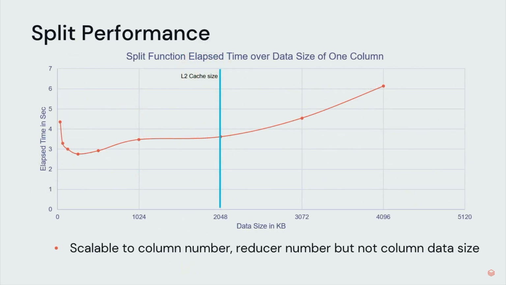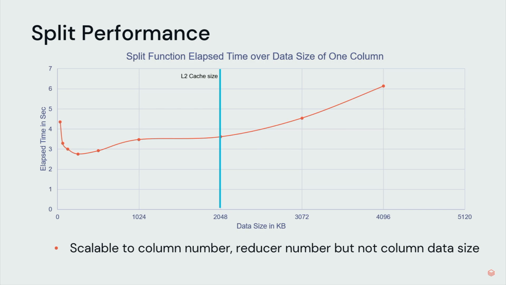And this is the split performance. You can see that it can scale with the column number. It can also scale with the reducer number. So the column number increase is okay, the reducer number is okay, but the column data size is not okay. Here, the first point is 4K, the second point is 8K, and then 16K, 32K, and so on, up to 4 megabytes. And the output size is 2 megabytes in this test.